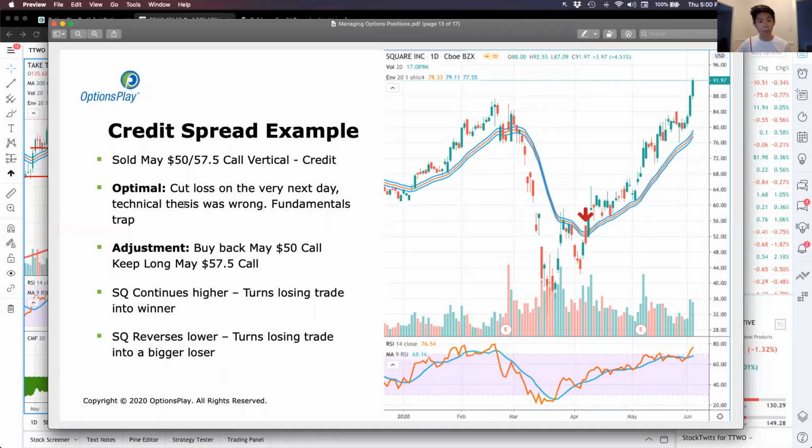Now, the optimal thing to have done when we sold this call spread was to simply cut losses on the very next day, because the technical thesis was wrong. Our thesis that the stock was going to stay below, rejected at the 20-day average, was basically invalidated the very next day. And this is really, I think, some of the challenge sometimes between technical and fundamental trading. This is why I so many times continue to use technicals in my trading, because technicals tend to be less subjective.